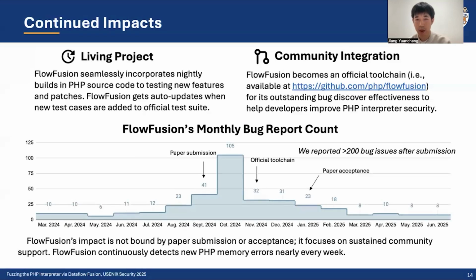Here is our monthly bug report count. We can see that FlowFusion's impact has not stopped with the paper submission or acceptance. It focuses on sustained community support. And we continuously detect new PHP memory errors nearly every week and keep reporting our bugs to help make the PHP interpreter better.